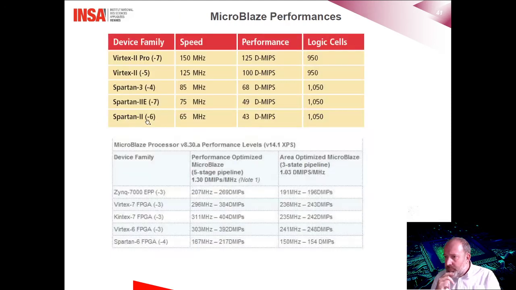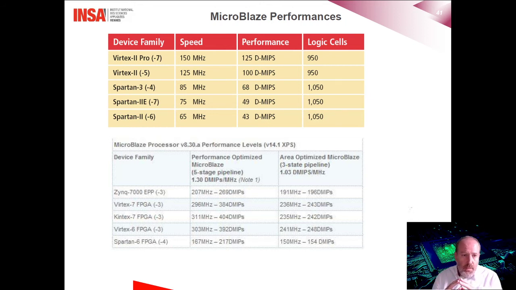So in this table, we'll show the MicroBlaze performances when it's implemented on various devices. When implemented in a very small FPGA, like a Spartan-2, its speed is quite small since it features a 65 MHz clock frequency and the performance is only 43 DMIPS. It can also run much faster in other types of FPGAs. For example, in Virtex-2, you can reach 150 MHz as clock frequency.